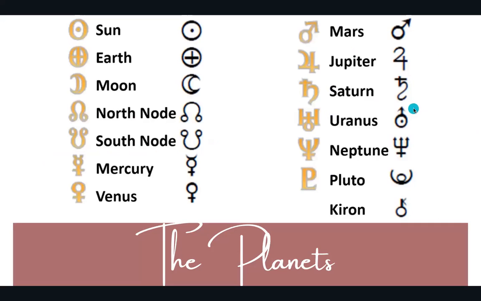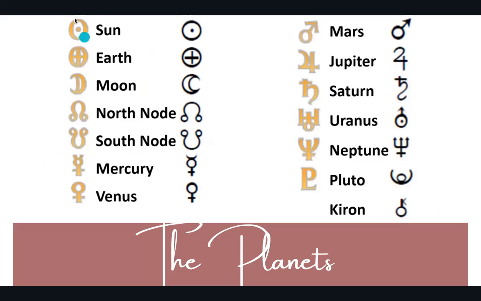Here's a list of all the planets. If you're looking at it, there's the sun, the earth, the moon, the north node, the south node, Mercury, Venus, Mars, Jupiter, Saturn, Uranus, Neptune, Pluto, and Chiron. Chiron's not on all of the human design charts, but it may be on some of them. Mine stops at Pluto.